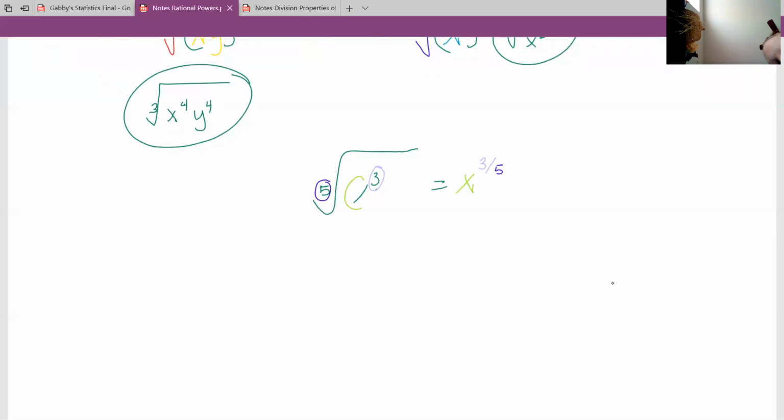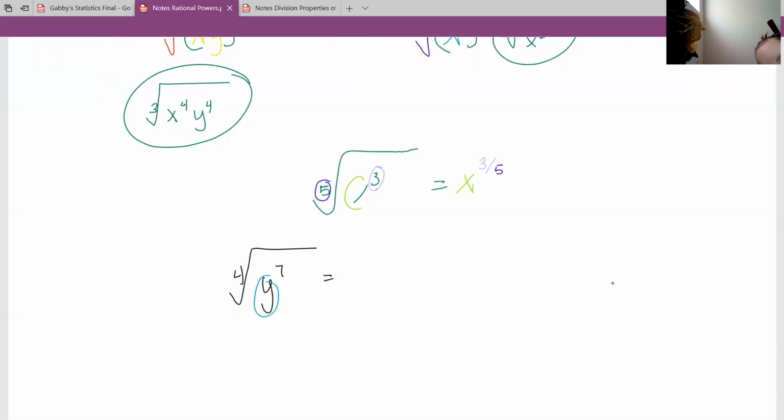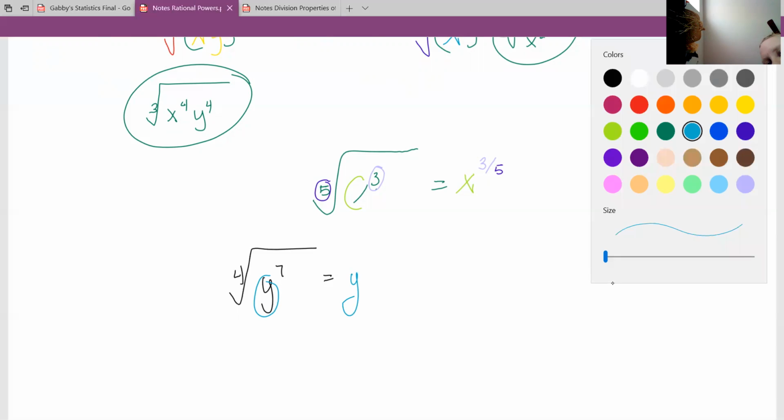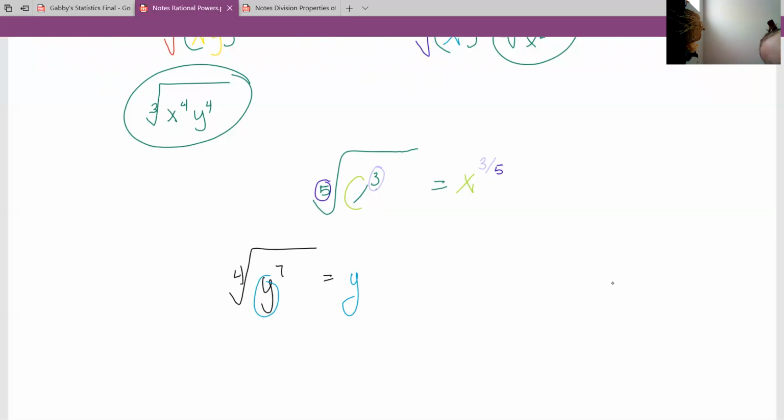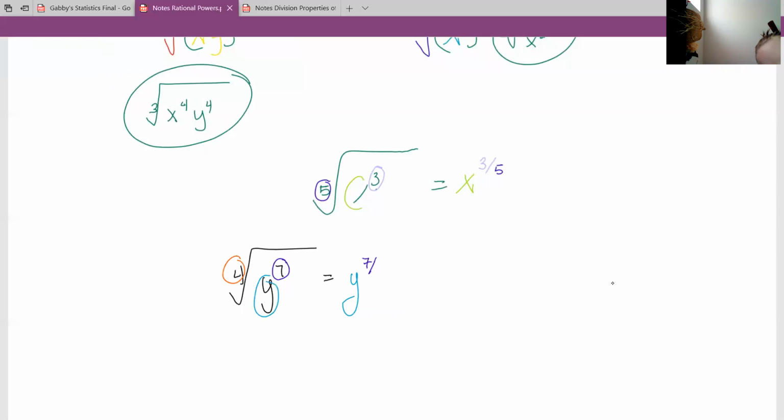And I'll do one more like this just for fun. The thing underneath my radical becomes my base. The exponent becomes the top of my power. And the piece in the bend of my radical becomes the bottom of my power.